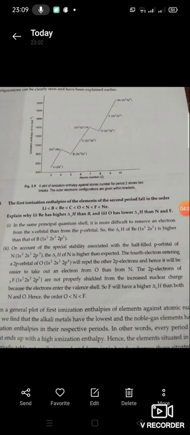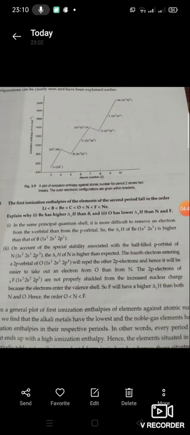The 2p electrons of fluorine, electronic configuration 1s2 2s2 2p5, are not properly shielded from the increased nuclear charge because the electrons enter the valency shell, so fluorine has a higher ionization enthalpy than both nitrogen and oxygen. Hence, the order of increasing ionization enthalpy is oxygen, nitrogen, fluorine.